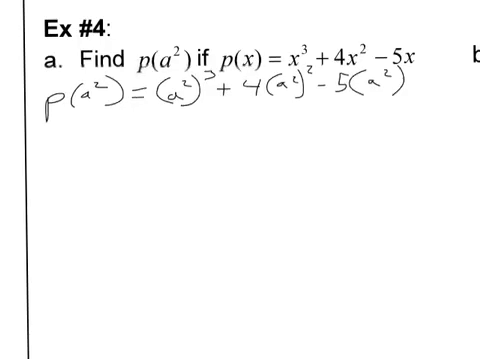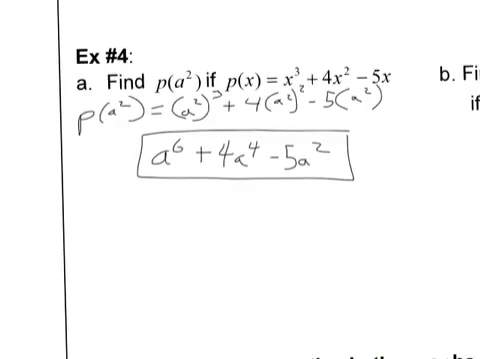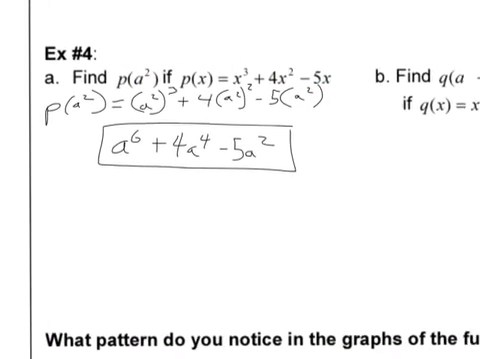Work this out, you've got an exponent to an exponent, so that means you multiply, so you get a to the 6th plus 4a to the 4th minus 5a squared. And there you have it. That's all they want you to do. Be able to plug one expression into a function. So let's try that again over here.